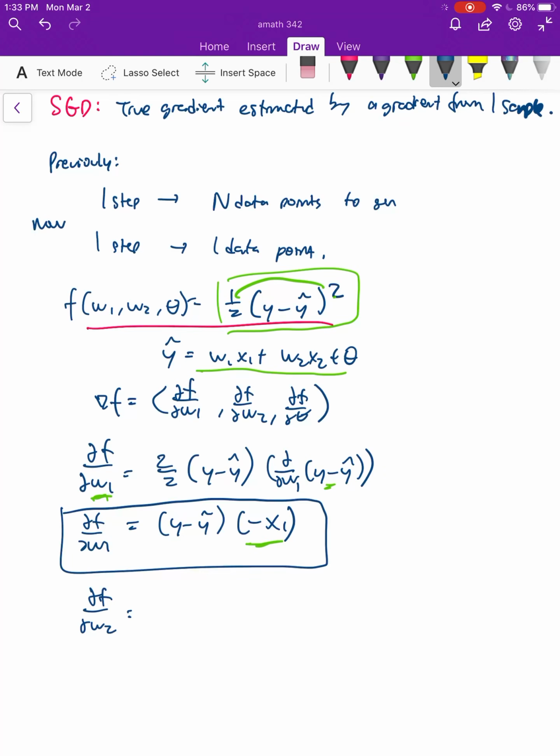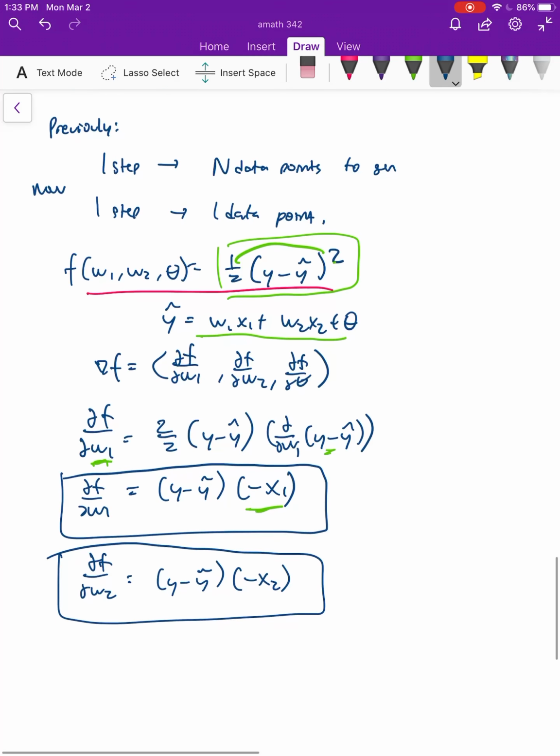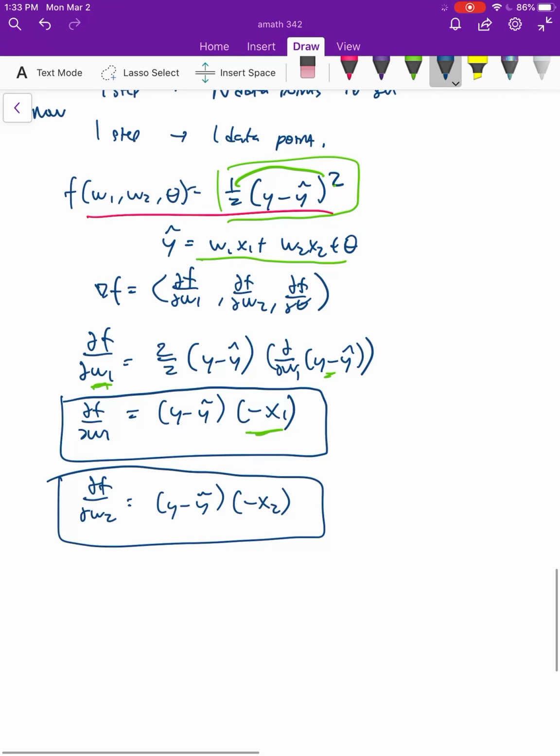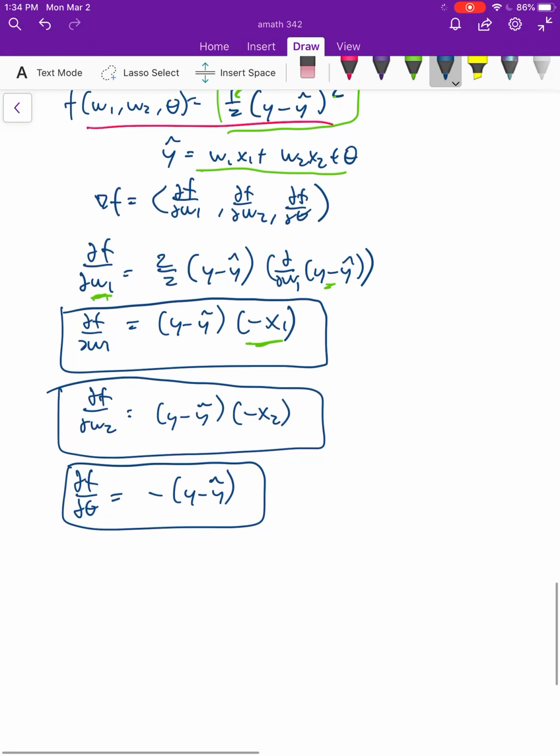Okay, so that's one of the formulas. Similarly, we won't go through the derivation again. The partial derivative with respect to w2 is like so. And then finally, if you do the same thing but for theta, you would get this term.